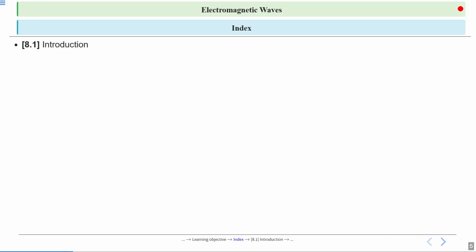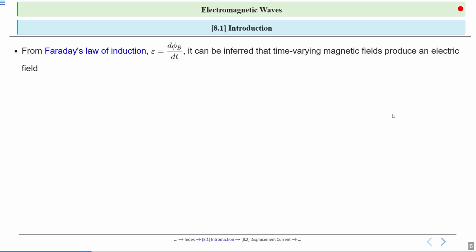The index of topics that we are going to discuss today is NCERT section 8.1, introduction, and NCERT section 8.2, displacement current. So, let's start with the introduction, 8.1.